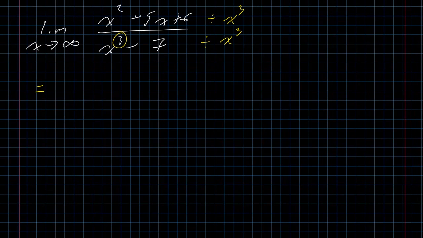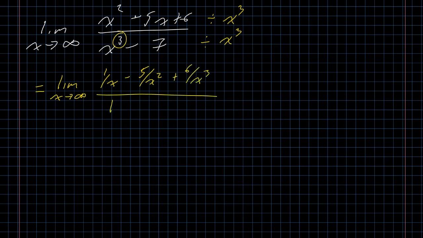So this has to be equal to the limit as x approaches infinity of 1 over x minus 5 over x squared plus 6 over x cubed all over 1 minus 7 over x cubed. Now from here, we can split that limit up the same way we saw the first time through, although instead of getting limits on x, we're going to get limits on 1 over x. I'm not going to go through and show all the details. It is the exact same process.